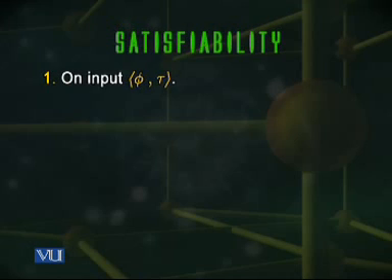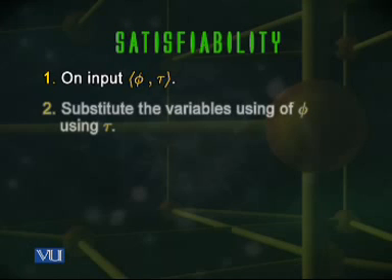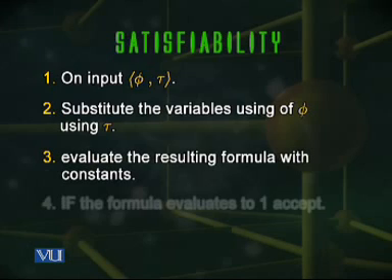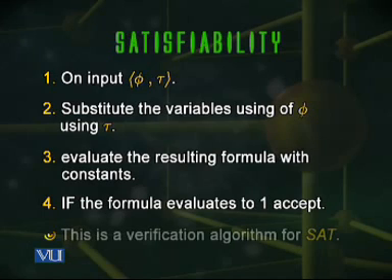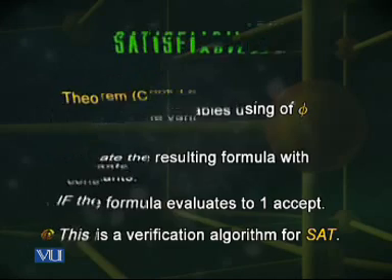Suppose that the algorithm takes the input phi and an assignment tau. Then it substitutes the variables of phi using the assignment tau and evaluates the formula. If the formula evaluates to 1, it accepts, otherwise it rejects. This is a verification algorithm for SAT, and it clearly runs in polynomial time. Thus, SAT is in NP.